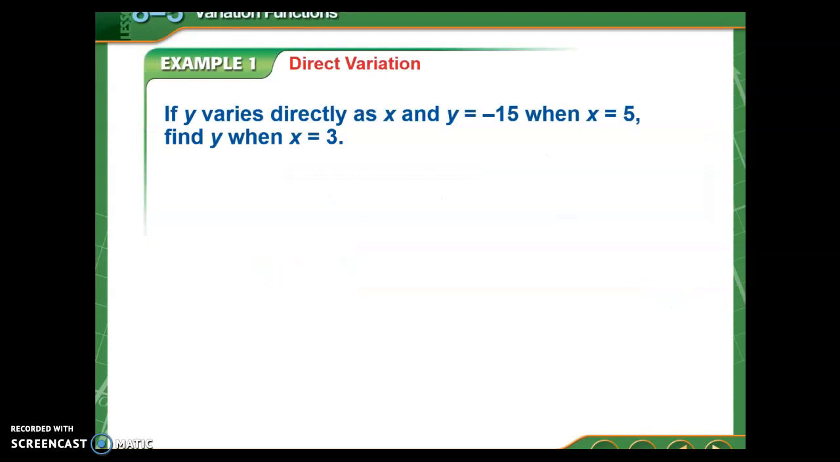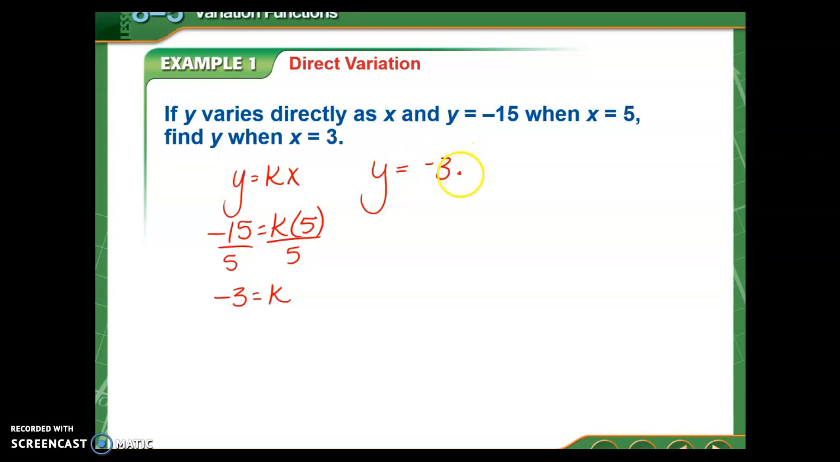So y varies directly as x, so y equals k times x. When y is negative 15, then x is 5. We want to find this rate, or this constant of variation. So divide by 5, and I get negative 3 equals k. This is my equation that I could use for this direct variation, for anything that varies this way. So y equals negative 3x. If I want to find y when x is 3, I plug in 3 into this equation. Negative 3 times 3, y equals negative 9.